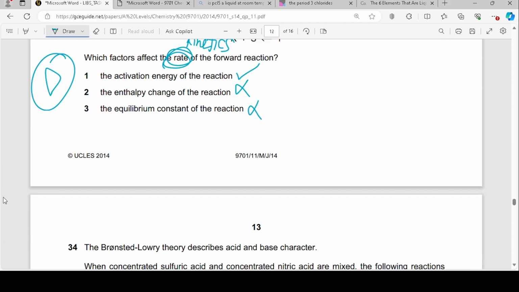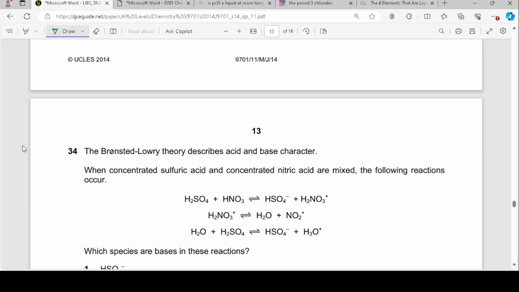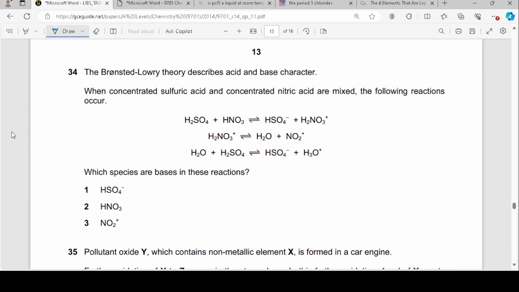Here's the next question. The Bronsted-Lowry. Oh, what happened? Why is my screen black all of a sudden? Okay, it's black. The Bronsted-Lowry theory describes acid and base character. When concentrated sulfuric acid and concentrated nitric acid are mixed, the following reactions occur. Which species are bases in these reactions? So bases, we know according to the Bronsted-Lowry theory at least, that bases are proton acceptors, right? So I have to find species that are accepting H plus.